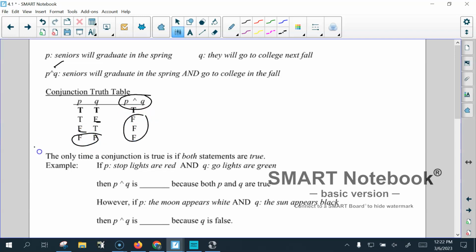Okay? So this is very important right here. This is kind of a summary of that. The only time a conjunction, and we're only talking about conjunction here, is true is if both statements are true. So any falsehood ruins the whole thing because we're saying this and that. It's very strong. This has to happen and this has to happen. So for the whole thing to be true, both things have to happen.